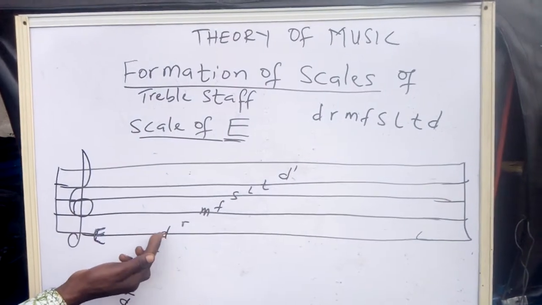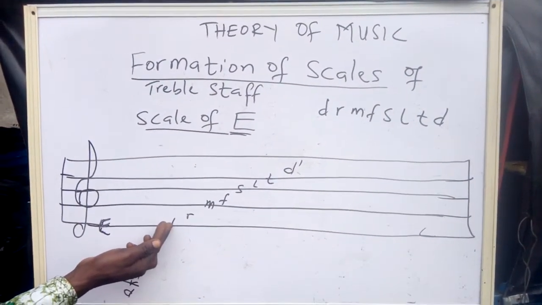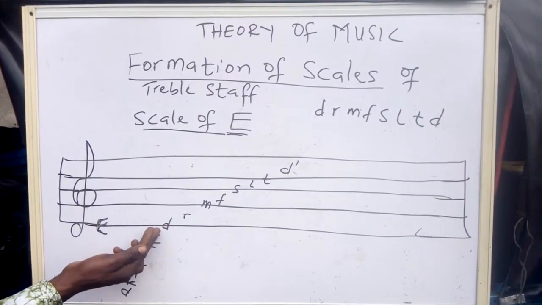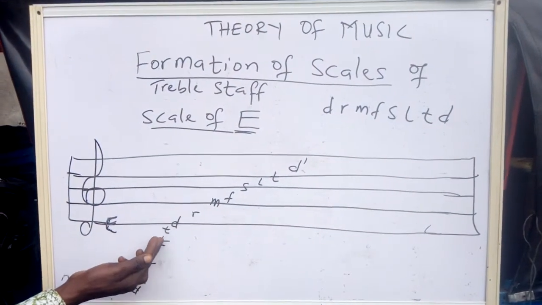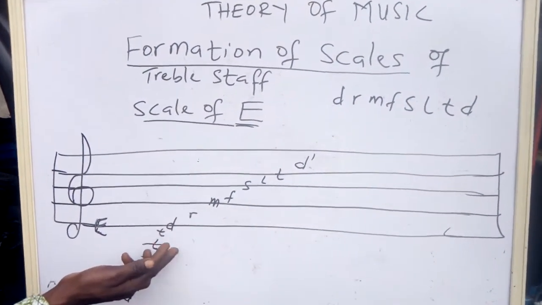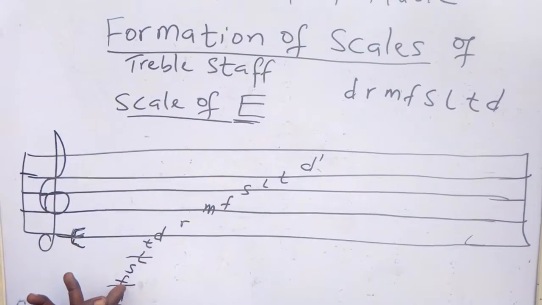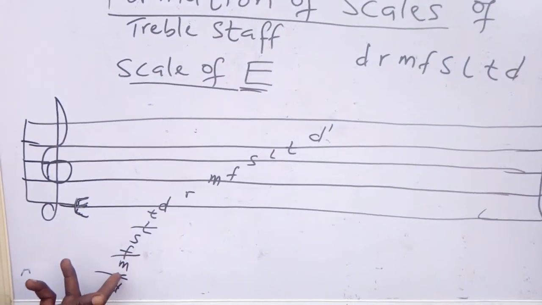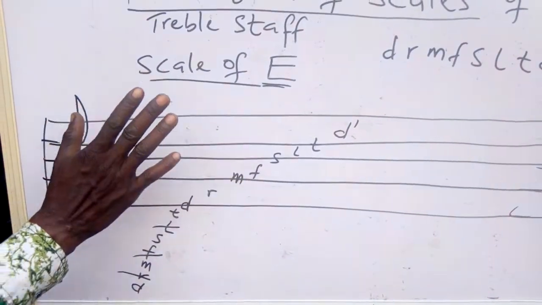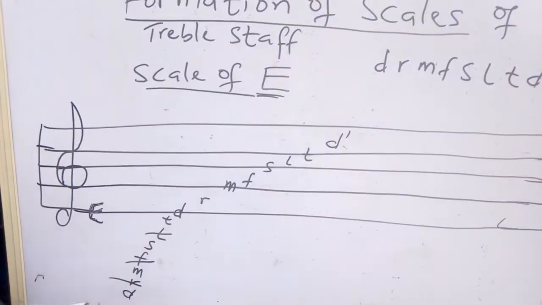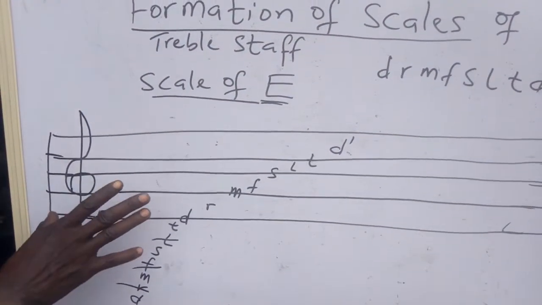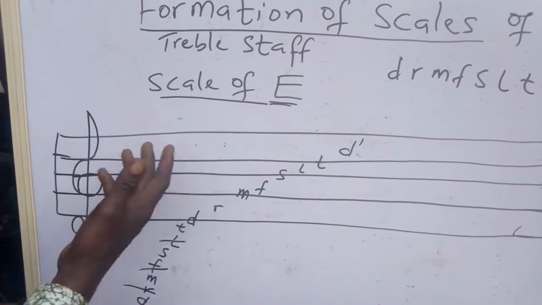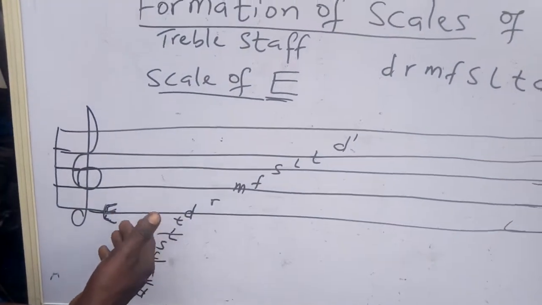Then when you want to go down, you see you have do there in the same position, your ti will be below it, your la representing ledger line, put ledger line on top, so your fa on the line, mi in space, re on the line, and do. That is just the rule of how to form your scale. So this is what we call scale of E, and you can call it key E.